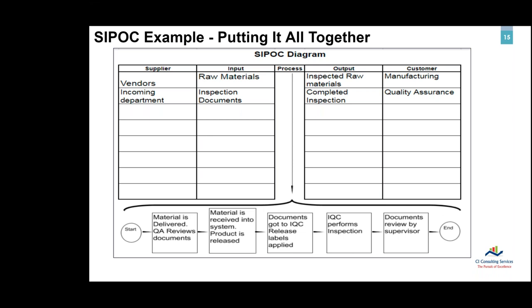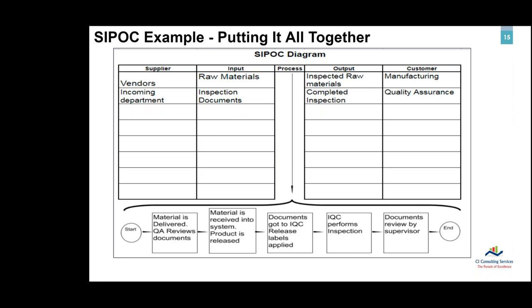Very simply, we're talking about raw materials and inspection documents. What this is missing too is the SOPs that the IQC people would use. Wow, there's a lot of acronyms there. So basically the procedures that the incoming quality people follow. Who are the suppliers of those inputs? And then we can take a look at the outputs of this process. In this case, we're looking at inspected raw materials, completed inspection documents, and then who the customers of some of these outputs are. And this helps frame our project, the way we're looking at it.